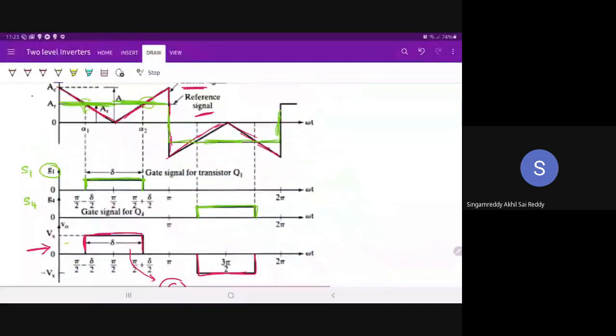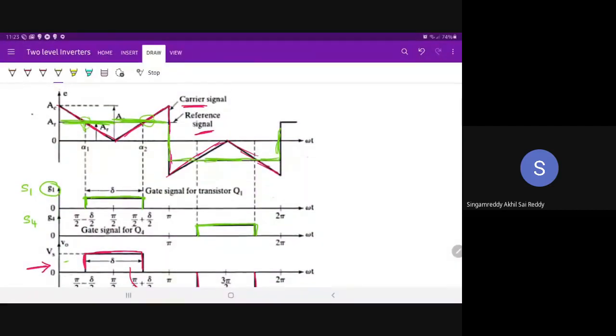Here, by changing this reference signal magnitude, if I increase this magnitude, the reference will cut somewhere here. So this is the new intersecting point, and therefore the width of the pulse increases. Similarly, if I increase it here, the width of the pulse increases. If we want to reduce the width, we need to reduce the reference signal magnitude.